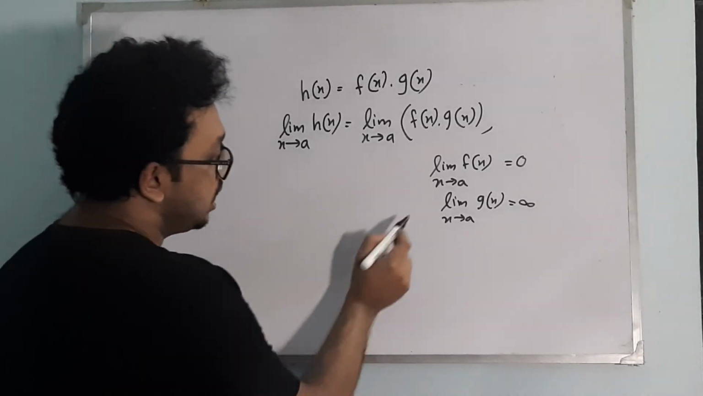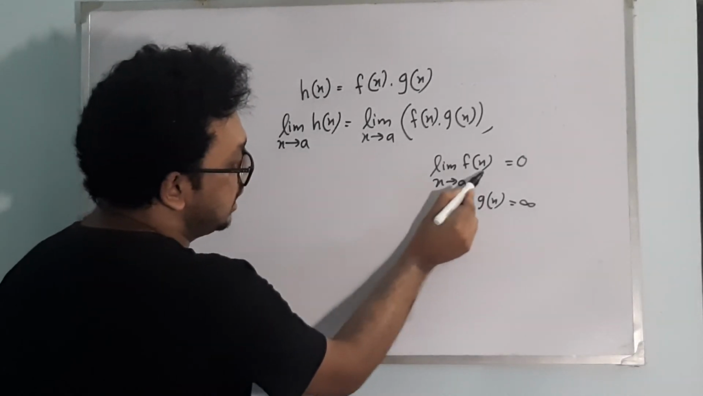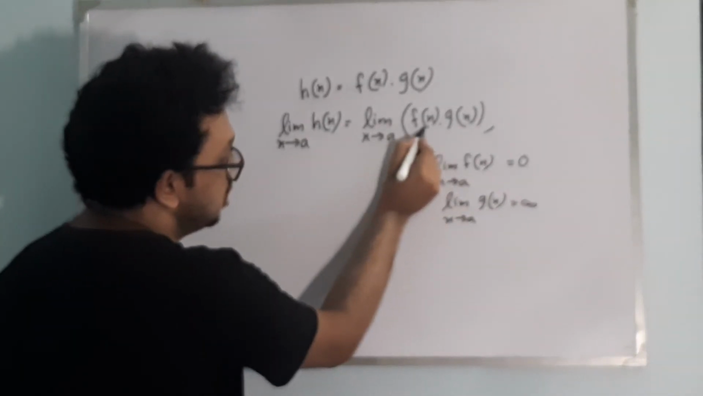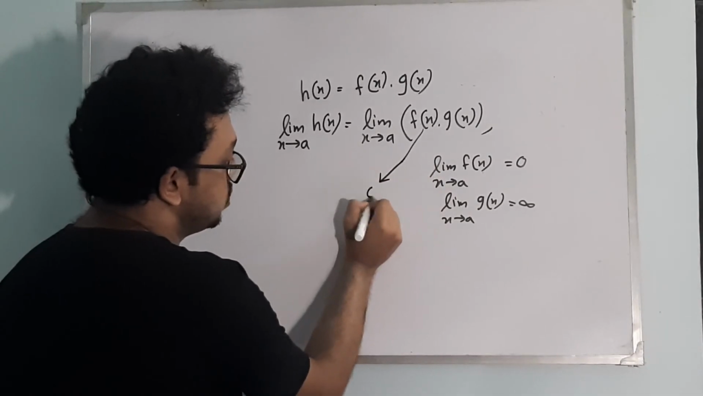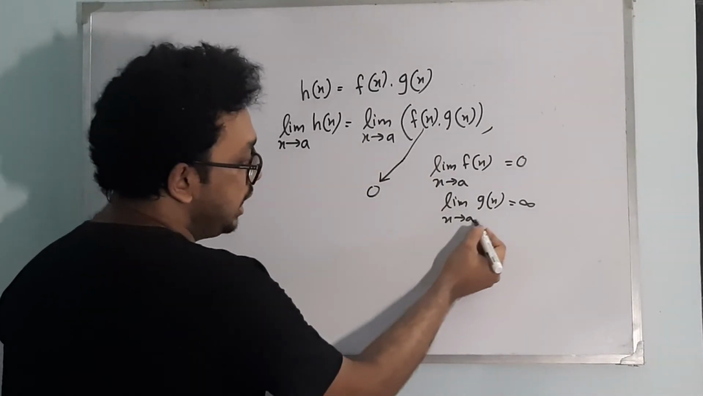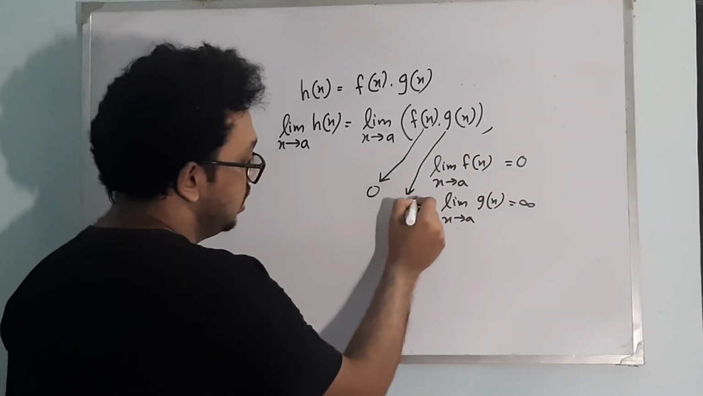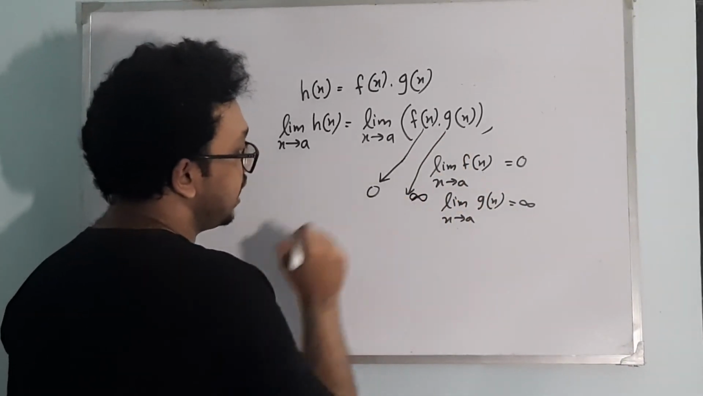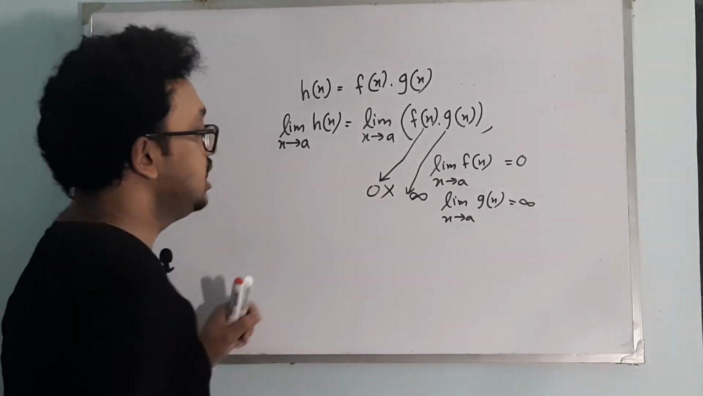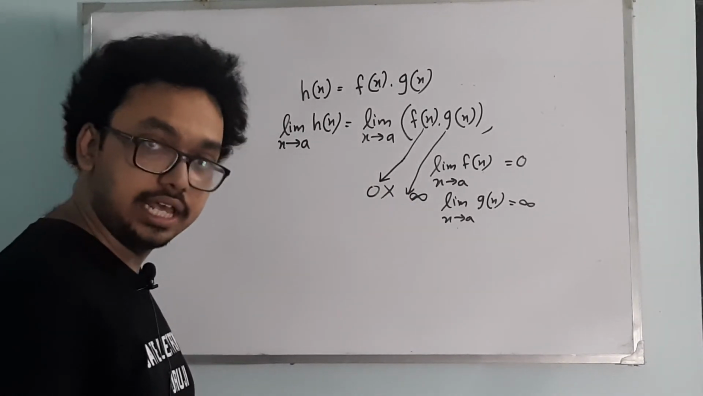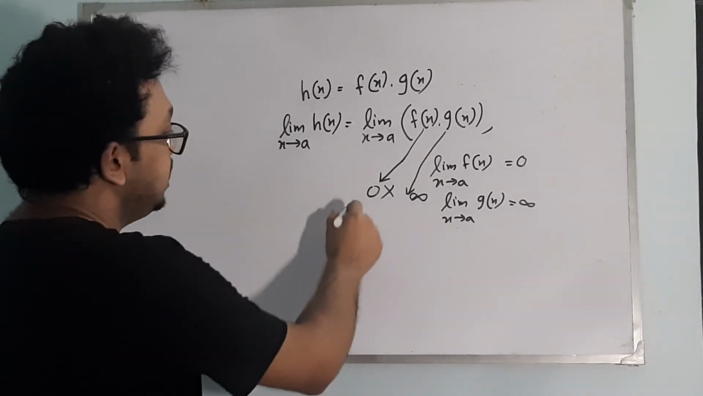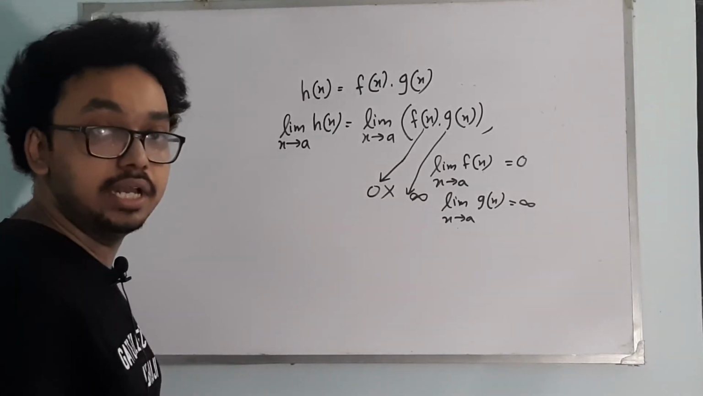Why? Because when x is tending towards a, this f(x) is tending to 0. The limit of g(x) when x tends towards a is infinite. That means that this g(x) is tending towards infinite. So clearly we have a 0 into infinite form. Clear? Now the question is, why is this 0 into infinite an indeterminate form?